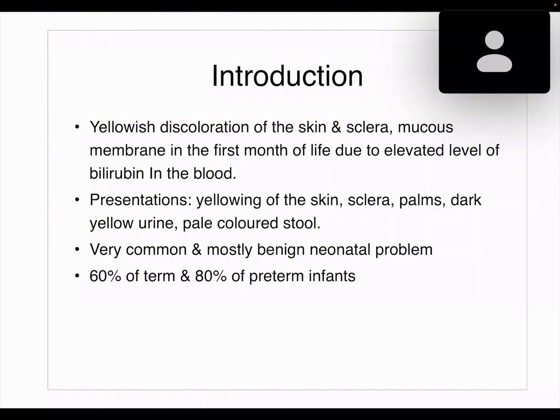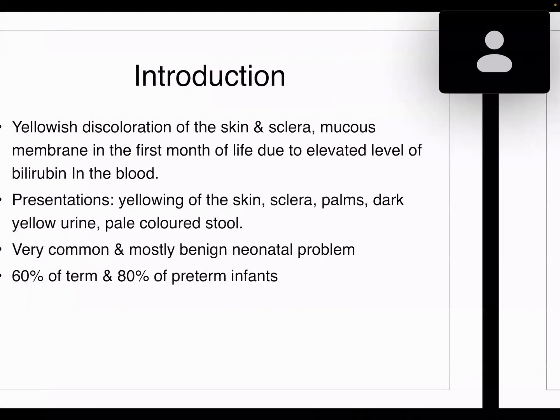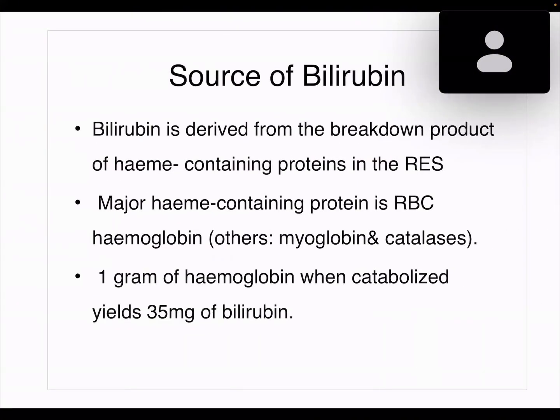So it's a very common condition, and it's common among term and preterm infants. Among term infants, it's seen in about 60% of term infants, and for the preterm infants, those who are born before the gestational age of 37 weeks, about 80% of them usually have this. It's not rocket science to think about. Basically, it's as a result of the premature development of the liver, and we'll talk about that in detail. Metabolism.